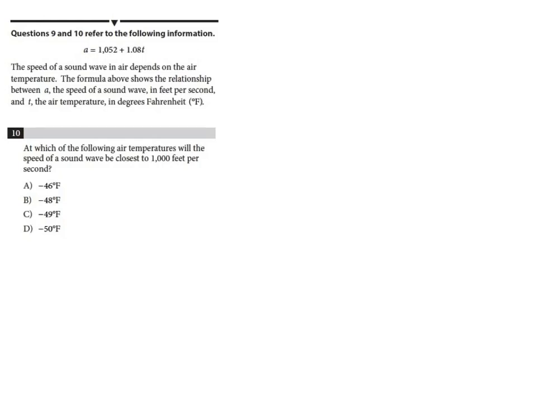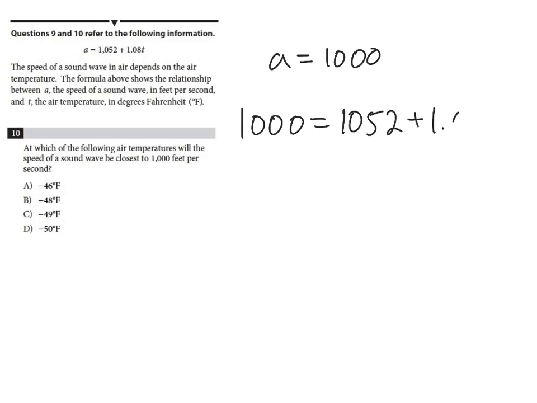Okay, number 10. This is referring to the same equation. And number 10 is asking us at which of the following air temperatures will the speed of sound wave be closest to 1,000 feet per second. So if we know the speed of the sound wave is 1,000 feet per second, then we can set A equal to 1,000. We're just going to plug that into our equation. 1,000 feet per second equals 1,052 plus 1.08 T.